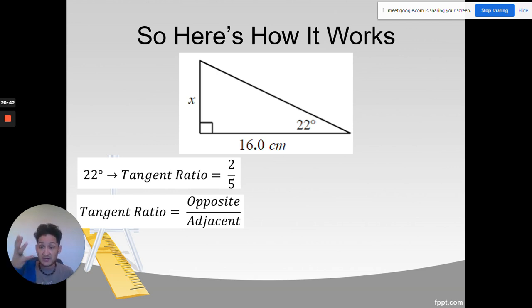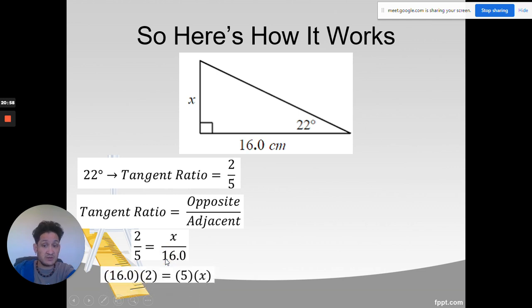So I will say my ratio, 2/5, is equal to opposite over adjacent of this triangle I'm trying to analyze. Okay, here's my angle. The side opposite is x. The side adjacent is 16. I set them equal to each other. Cross multiply across an equal sign. And solve.